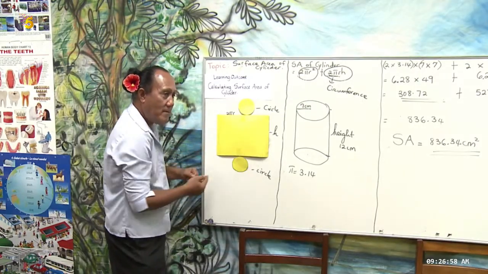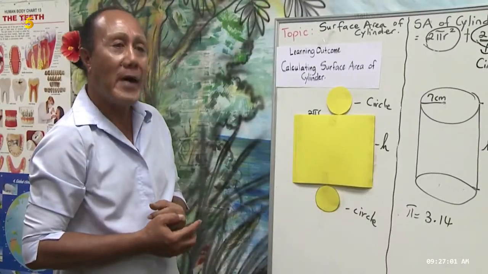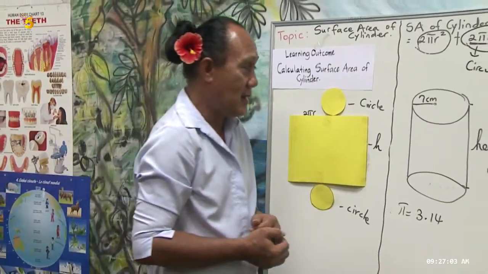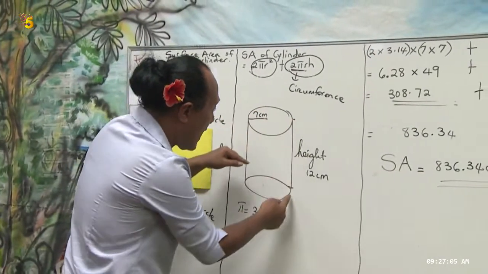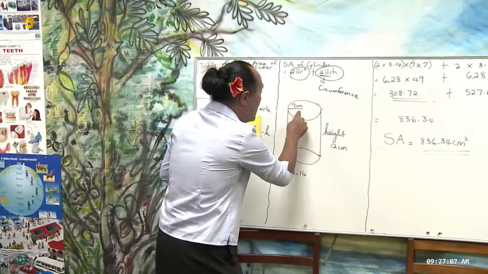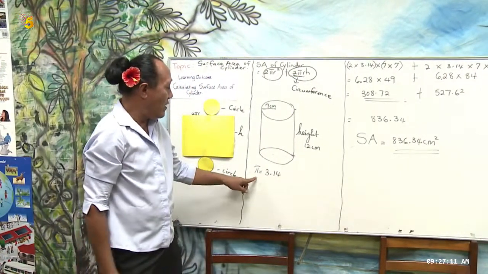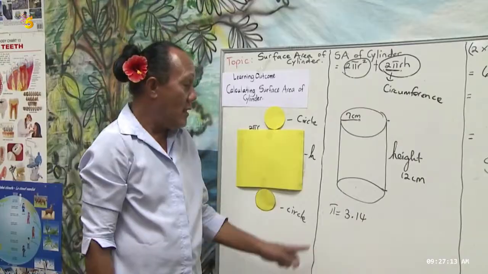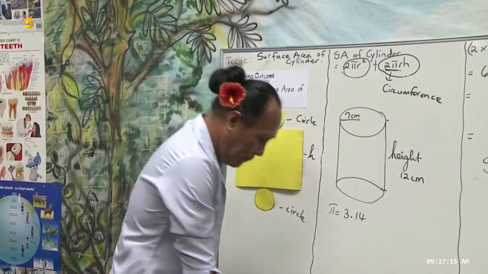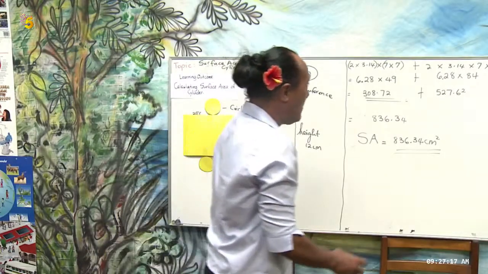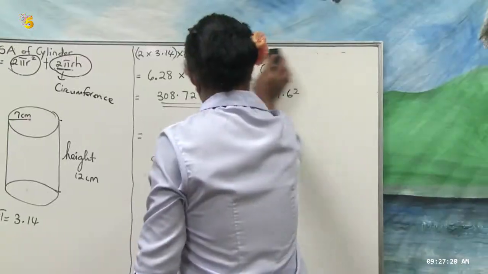The picture shows the lateral part, it's the lateral part. The height, the radius. The value of pi is 3.14. Now this time I'm going to give you your work.